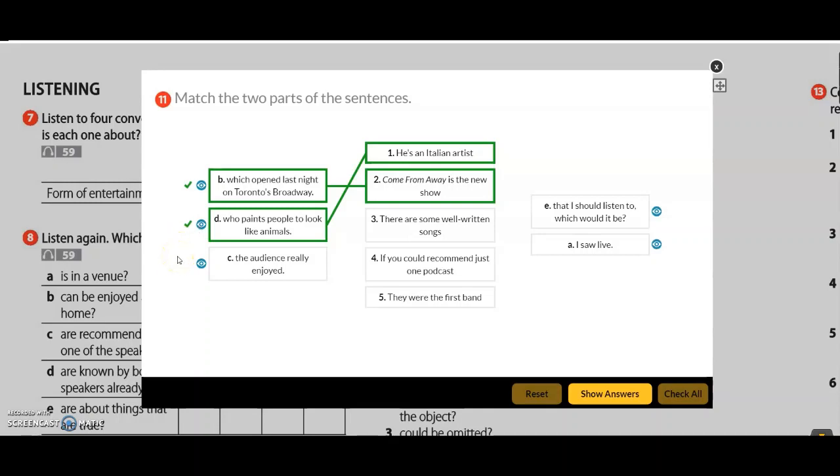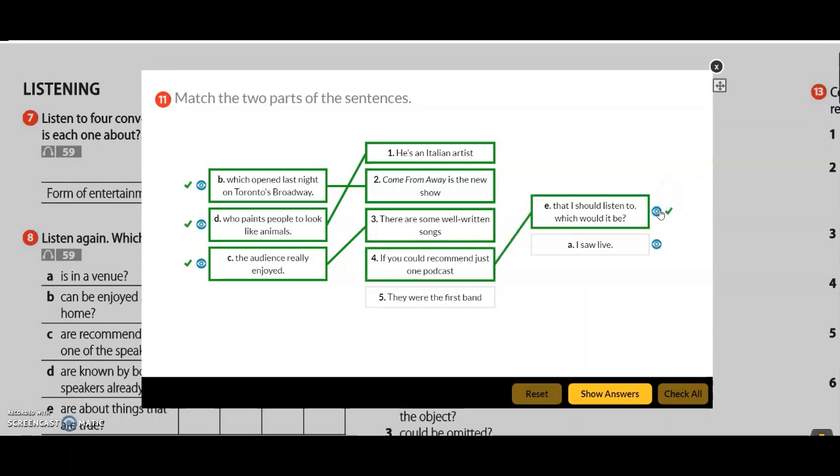Now let's go with letter C. The audience really enjoyed. There are some well-written songs. Okay, now let's go to letter E. That I should listen to, which would be, if you could recommend just one podcast. And letter A, the last one. I saw live. They were the first band. Okay, so these would be the correct answers.